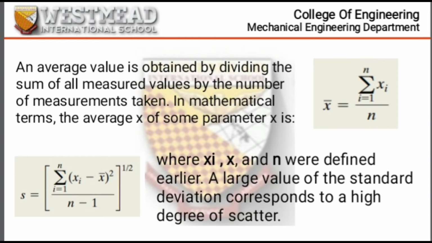So, in order to find the standard deviation s, it is determined using the following expression. Itong equation natin sa left. So, wherein x sub i, x bar, and n were defined earlier. A large value of a standard deviation corresponds to a high degree of scatter. Ibig sabihin, pagtaas ng makuha nating value ng standard deviation, mas malaki yung degree of dispersion natin.